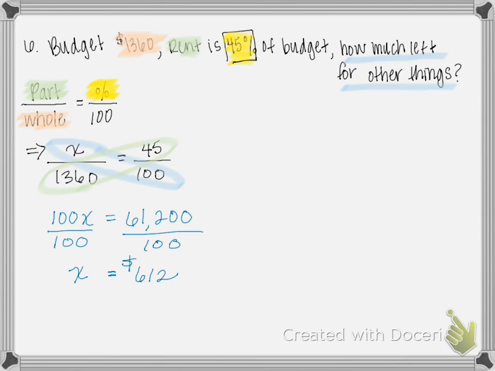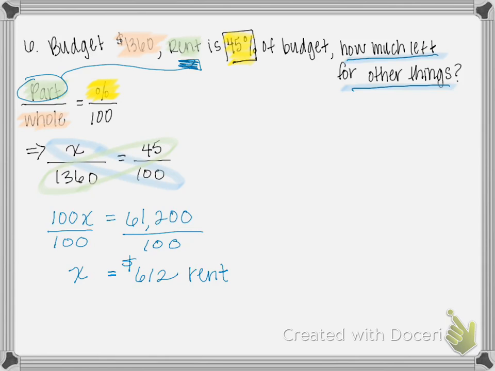So you have to consider what is x. That was our part right here, which we said was the rent. So $612 in rent, but again, look back at what we were originally asked. How much is left for other things? So we weren't asked how much is the rent. We still had to find it because we know that $612 of the budget is taken up. But to get what is left, we're actually going to have to subtract.